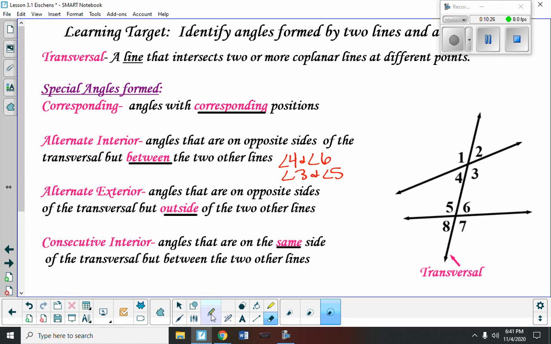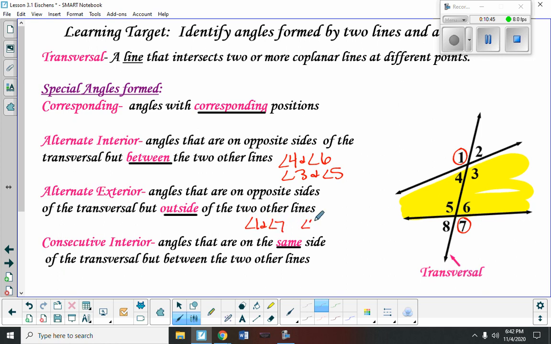All right, alternate exterior. So I'm going to go back. This is your interior, and the exterior is outside of it. So up in here, down in here. Alternate exterior angles are on opposite sides of the transversal. So angle 1 and angle 7.